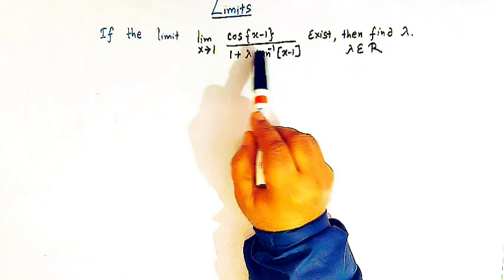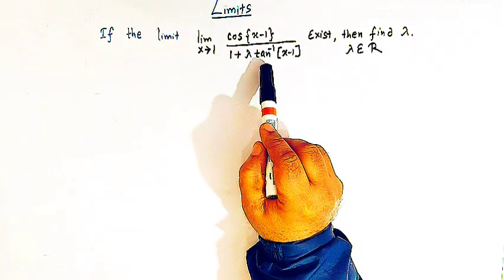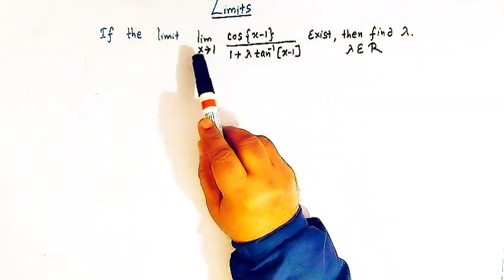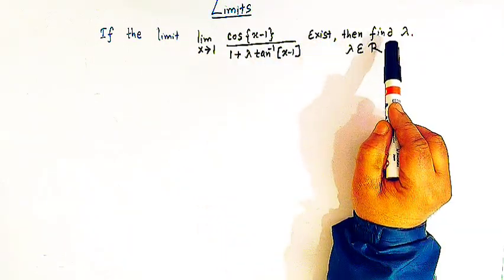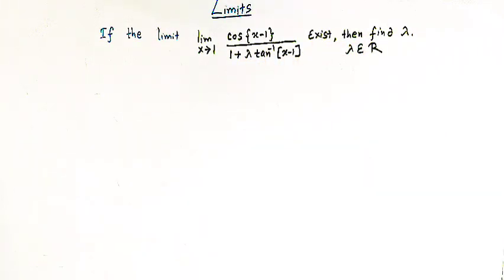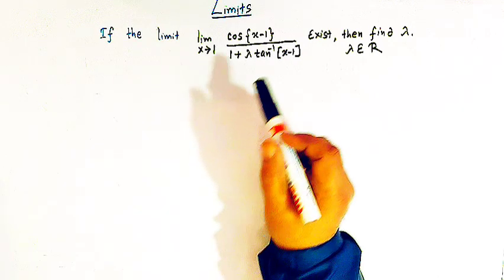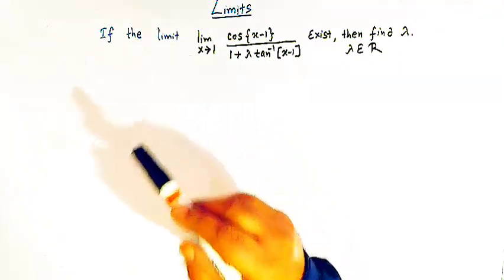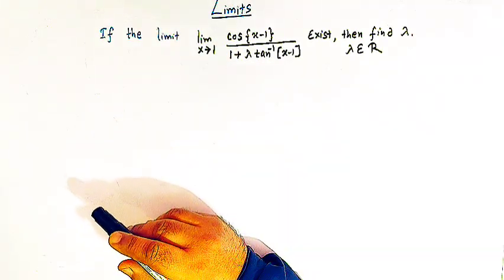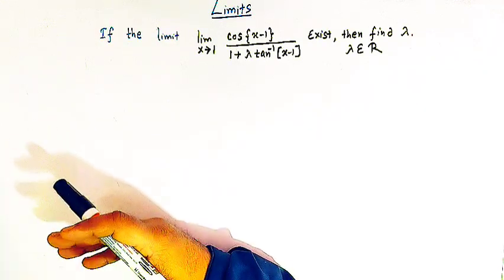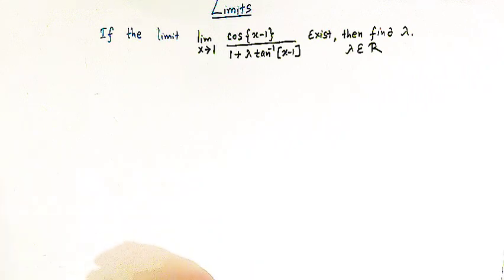Here we are given this problem: if the limit as x tends to 1 of cos of the fractional part of x minus 1, divided by 1 plus lambda times tan inverse of the greatest integer of x minus 1, exists, then we have to calculate the value of lambda, where lambda belongs to the set of real numbers. We know that if the limit of a function exists, then the right hand limit and the left hand limit must exist, and moreover they should be finite and equal to each other.